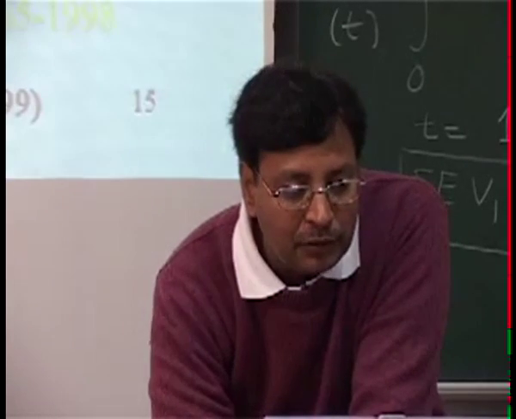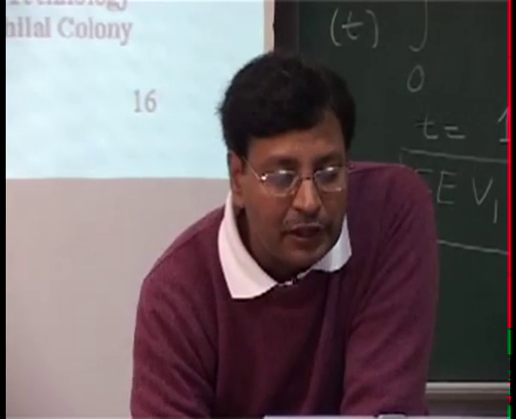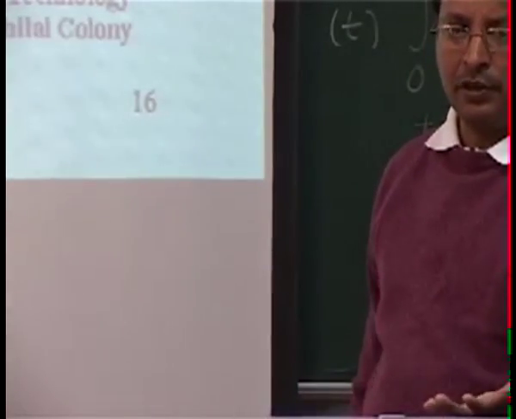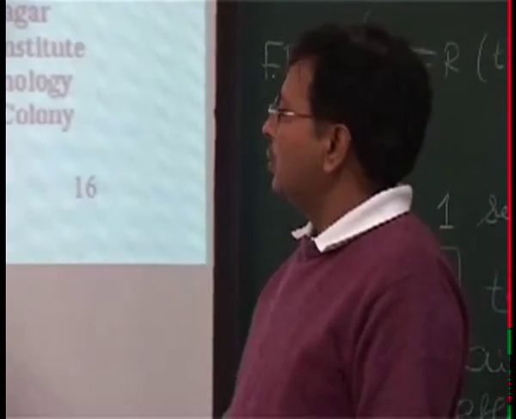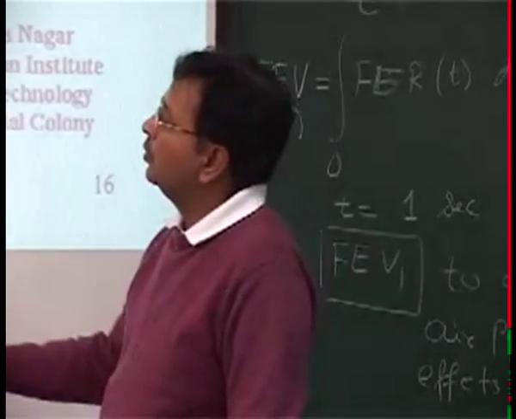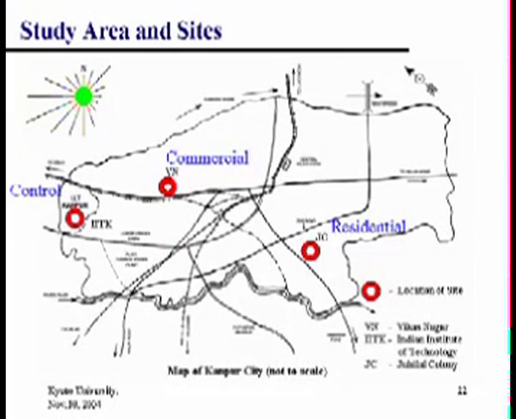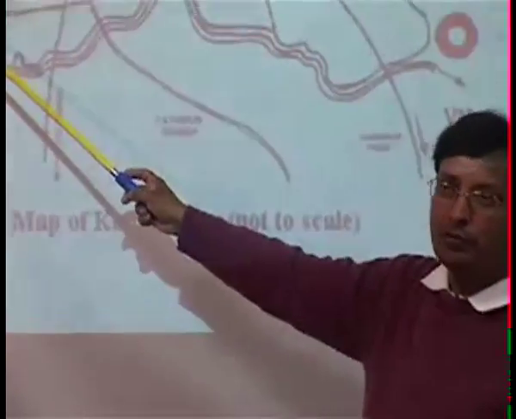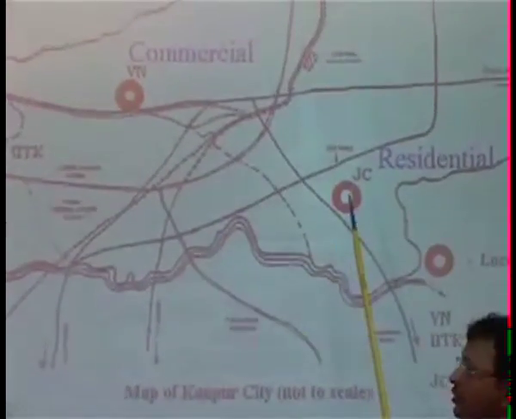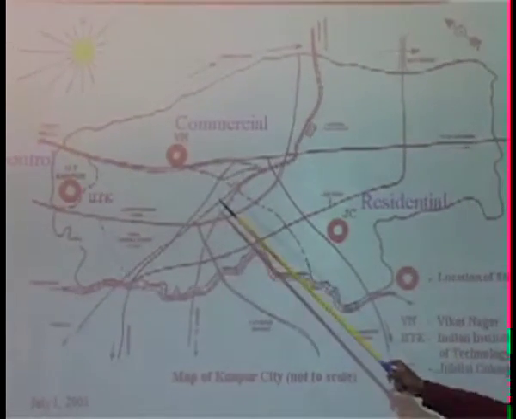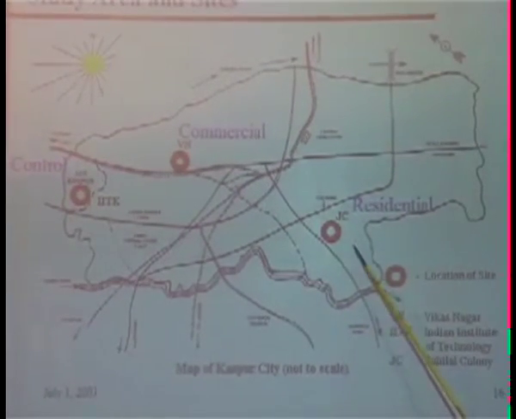So I'll show you some of the work which was done, so you can get the real feel and real numbers. A master's student went on to do the measurements of the pollution levels at 3 different locations, and he involved some people for the measurements of spirometry at these 3 locations, and analyzed the data. The 3 locations are Vikas Nagar, IIT Kanpur, and Juhi Lal Colony here.